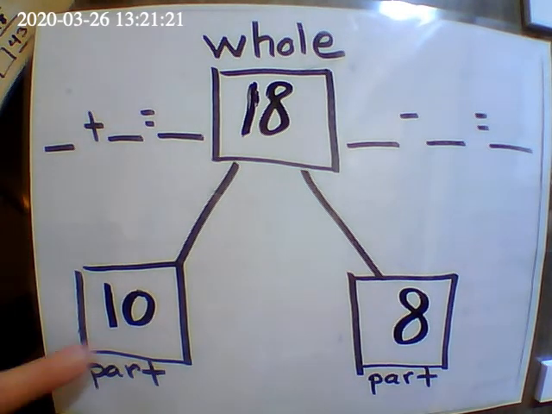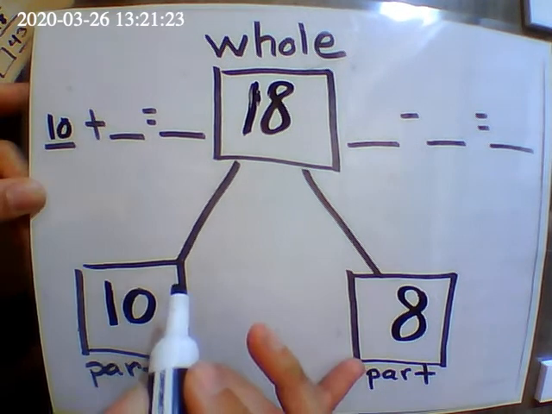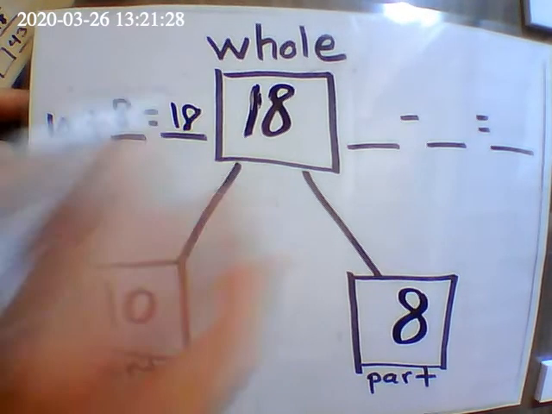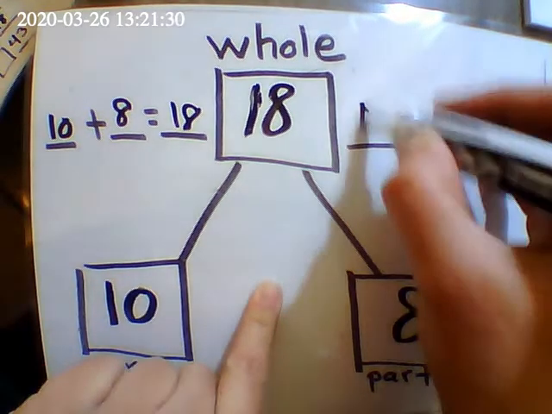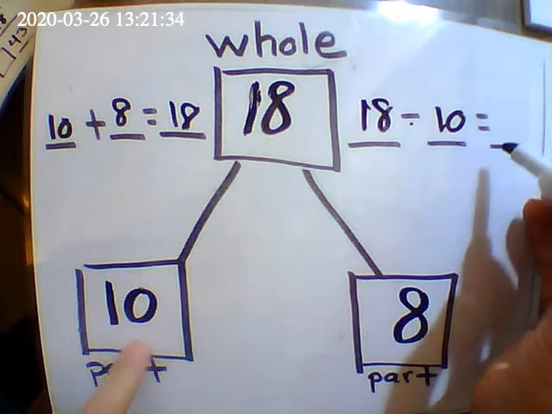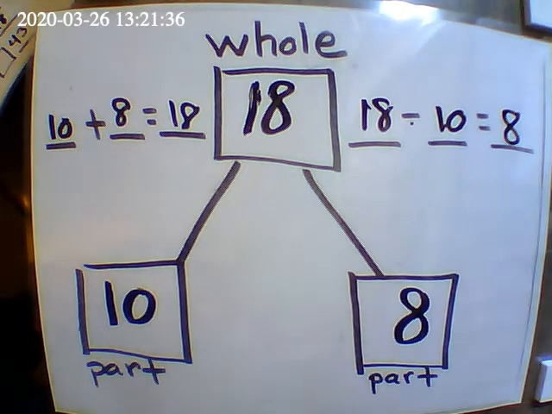So I always like to start with the plus, so I'm doing my 10 plus my 8 equals my whole number 18. Then for my subtraction, I'm doing 18 minus 10 equals 8. You could have done 18 minus 8 equals 10, that's fine.